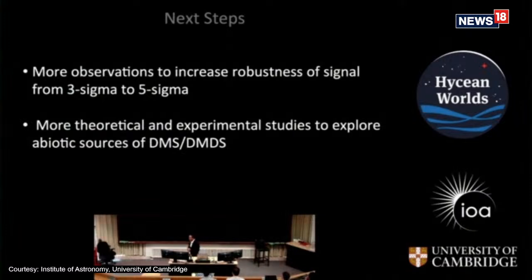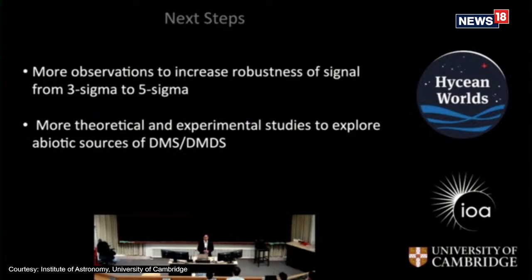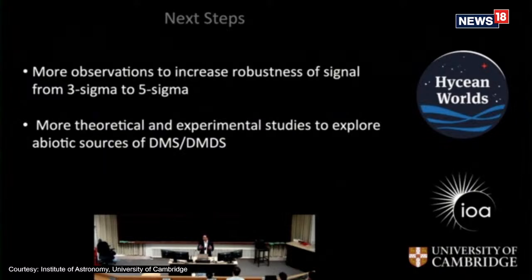Immediate steps. One is we just need more observations to increase the 3 sigma to 5 sigma if the signal is actually there. We want more theoretical and experimental studies to explore abiotic sources of DMS and DMDS. We can't rely on that. If you ask someone 3-4 years ago, people would be wowed by DMS and DMDS. There are papers written saying, if you see this, maybe not oxygen, maybe not methane, but if you see DMS and DMDS, these molecules, that would be a robust signature of life. Well, that's what we're finding.